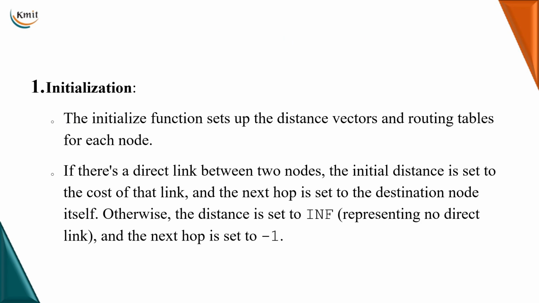So what are the steps? We need to first have an initialization function where every node will initialize its distance vector. If there is a direct link between two nodes, the distance to that node will be recorded as the cost. If there is no direct link between the nodes, for example, there is no direct link between B and D, the distance will be recorded as infinity or -1.